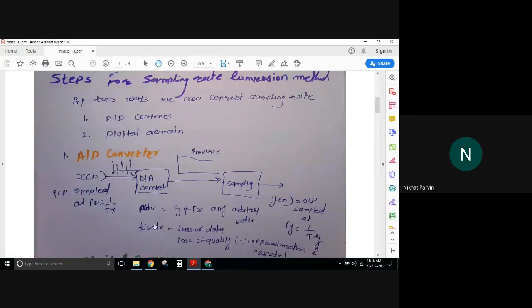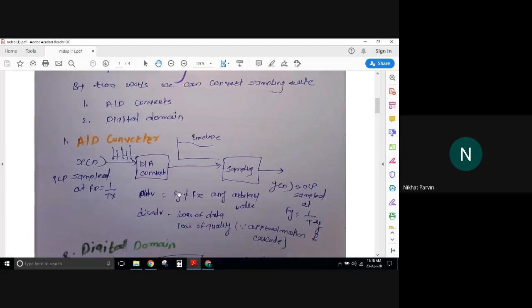Okay, so what is the disadvantage? A loss of data and definitely a loss of quality. That is because of the approximation which we are doing. So that's why we have to go for one more topic called digital domain.